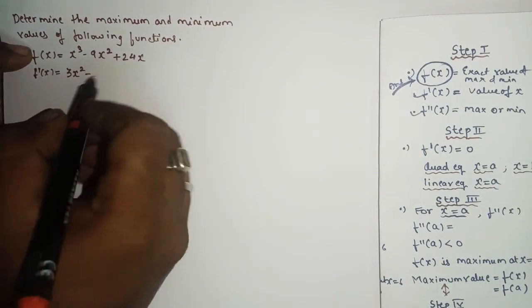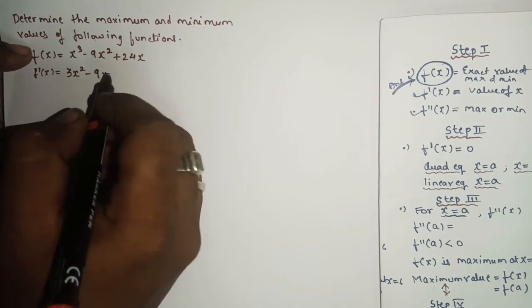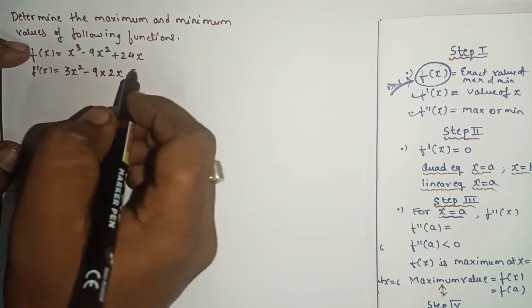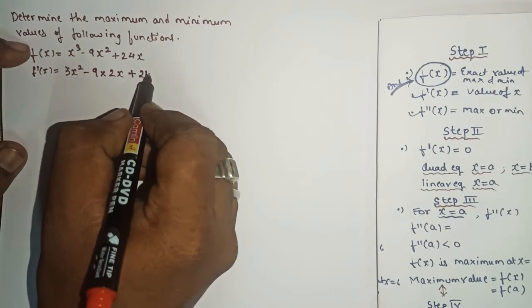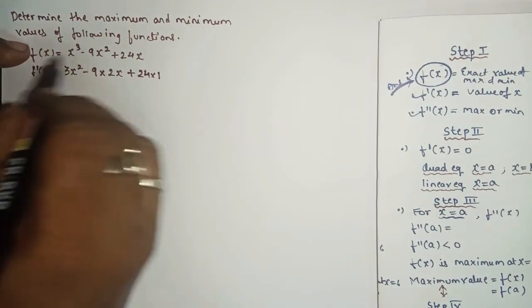We'll keep this minus as it is. 9 is constant, we'll keep as it is. Derivative of x square will be what? 2x using the formula of x raised to n. We'll keep this plus as it is. 24 is constant, keep as it is. And derivative of x is what? 1. I hope you all might be knowing the basic derivative.